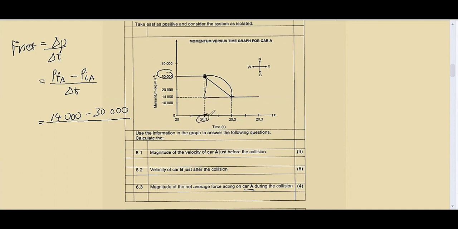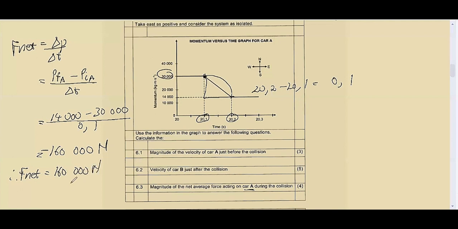So it's 20.1 to 20.2. So the difference there, it's 20.2 minus 20.1, which tells us that the collision lasted for 0.1 second. Then if we say 14,000 minus 30,000 divided by 0.1, we get negative 160,000 newtons. So since it's negative, we should conclude Fnet is equal to 160,000 newtons west.